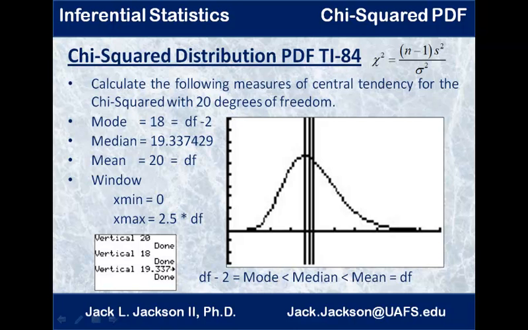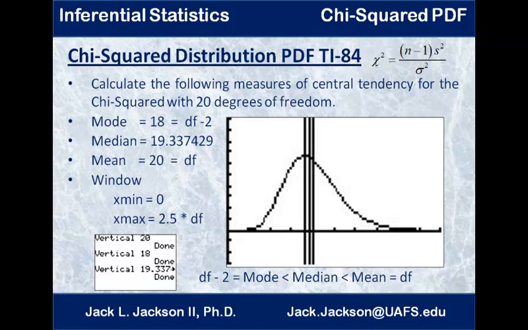So, look what we have. We have the mode is 18, the median is 19.337429, the mean is 20. Now, you may remember that the degrees of freedom was 20, and so the mean was the degrees of freedom, and the mode was 2 less than that. I can't prove this without using some calculus, so you're going to have to trust me on this.